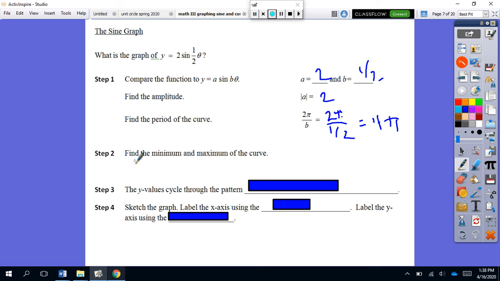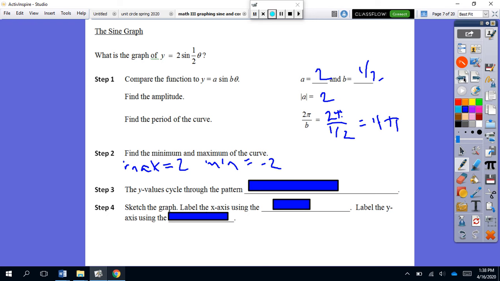After you find the amplitude and period, we want the maximum and minimum values. Well, that would come from your amplitude, right? If your amplitude is 2, the highest value is 2. What would the minimum be? It would just be the opposite of that, or negative 2.